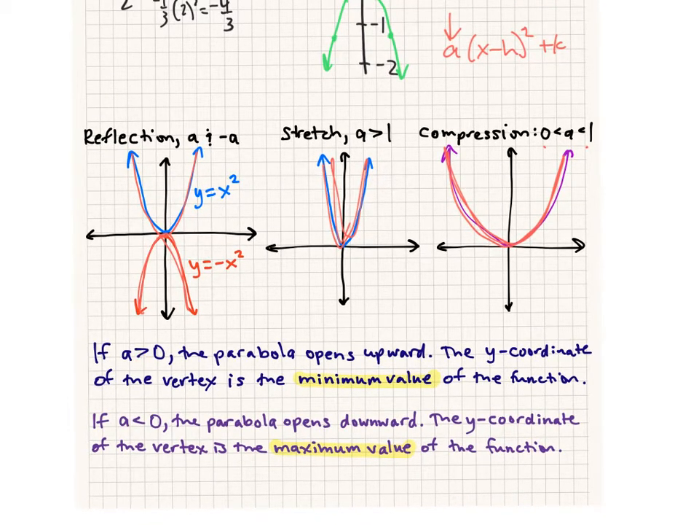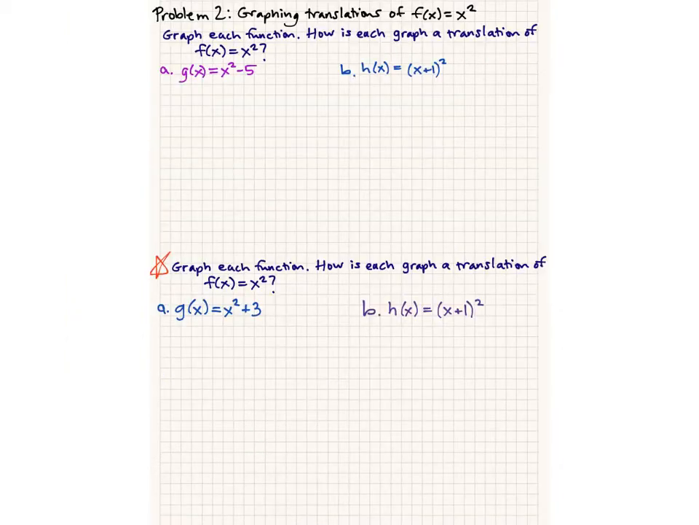Okay, if a is greater than 0, right, it's going to be a U, and then it's going to have a minimum value because the vertex is going to be at the bottom of the U. So the minimum value of the parabola is going to be at the vertex. But if a is negative and it's an upside down U, that means the vertex is going to be a maximum. And so the y coordinate gives you the maximum value or the minimum value, which we will see in an example.